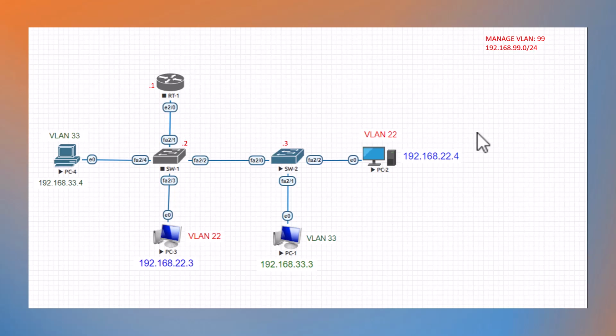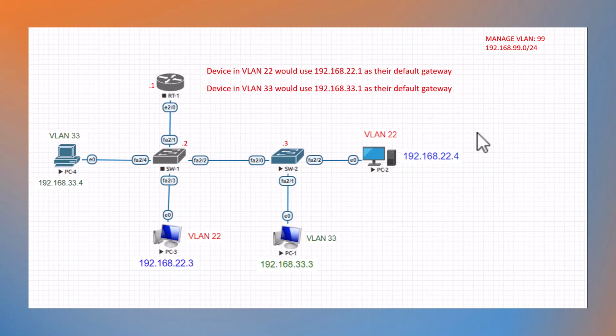And the devices in VLAN 22 would use 192.168.22.1 as their default gateway, as well as devices in VLAN 33 would use 192.168.33.1 as their default gateway, and VLAN 99 would use 192.168.99.1 as the default gateway, and VLAN 99 is only used for management purposes.